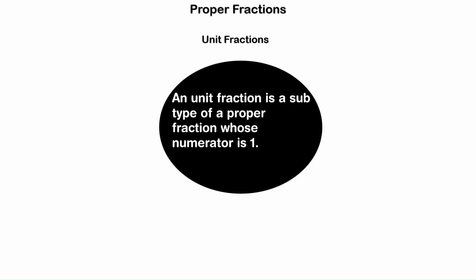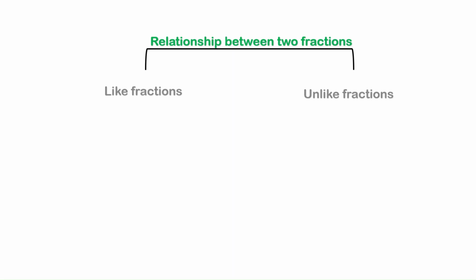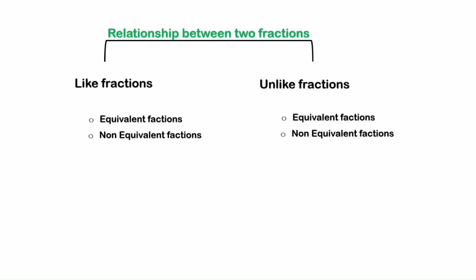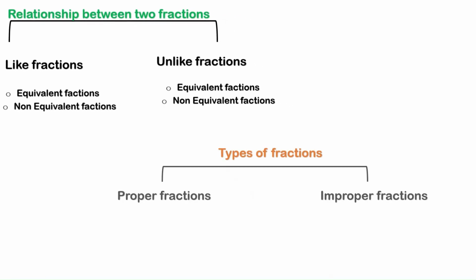To wrap everything up, let's look at what we have discovered today. First, we looked at the relationship between 2 or more fractions. We learned that they can be like or unlike depending on whether they share the same denominator, equivalent or non-equivalent depending on whether they represent the same total value. Remember, even unlike fractions can sometimes be equivalent. Next, we learned that there are 2 main types of fractions: proper fractions. These are smaller than a whole, where the numerator is less than the denominator.